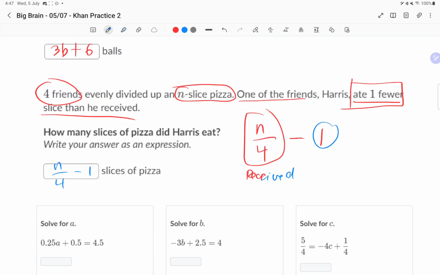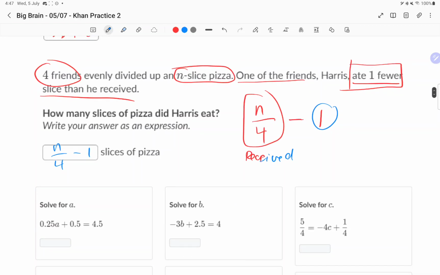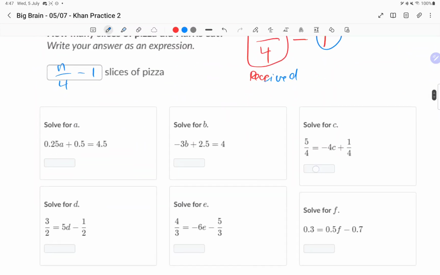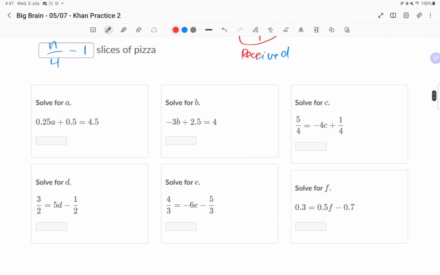Okay, so these questions could be a little bit tricky. Again, you don't need to get 100%. Just 3 out of 4 or 6, 7 out of 7 is okay. You can make a mistake, it's okay. Because these questions are quite tricky, these algebra ones.